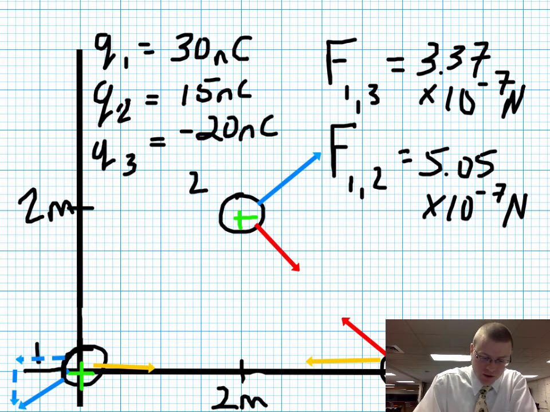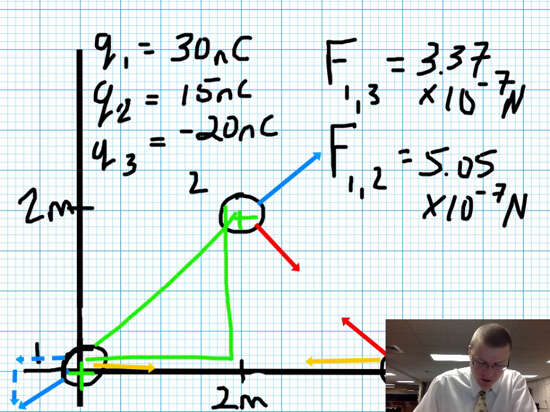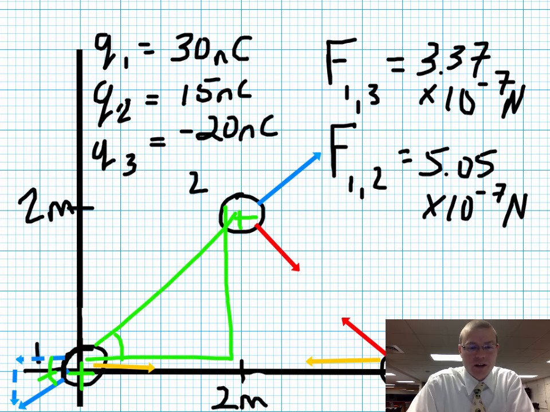Just using some trigonometry, I can see that I'm 2 over and 2 up from my charge, which means I must be at a 45-degree angle, and that also gives me a 45-degree angle down here. That will help me get my x and y components, and then I'm going to subtract my x components and combine that with my leftover y component to find my total force.